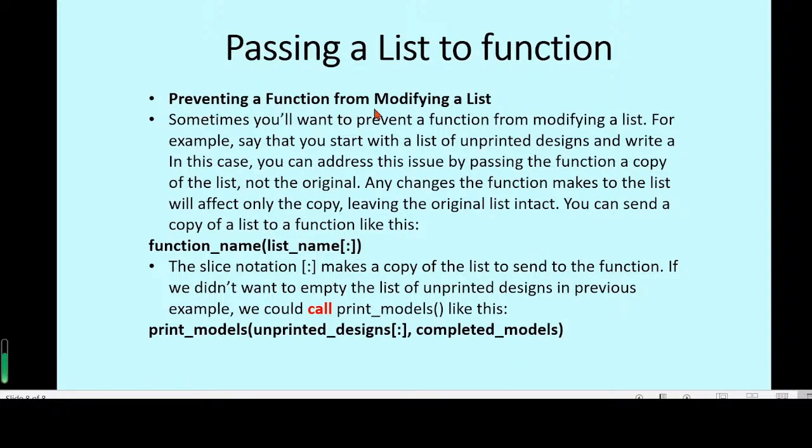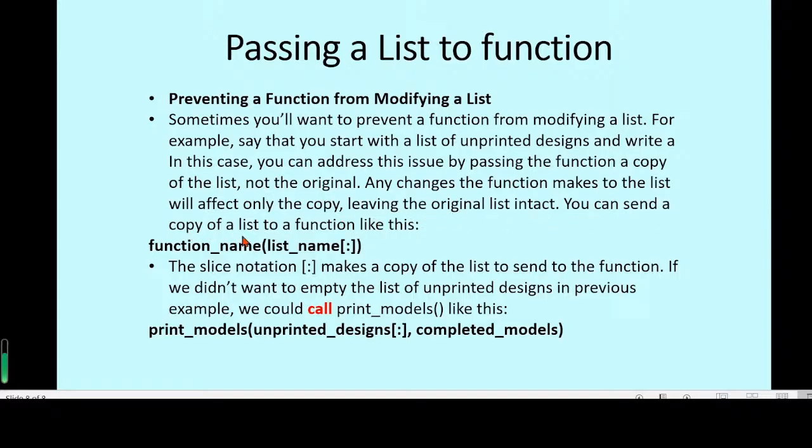Preventing a function from modifying a list. Sometimes you want to prevent a function from modifying a list. For example, say that you start with a list of unprinted designs and want to keep it after printing. In this case, you can address this issue by passing the function a copy of the list, not the original. So any changes the function makes to the list will affect only the copy, leaving the original list intact.